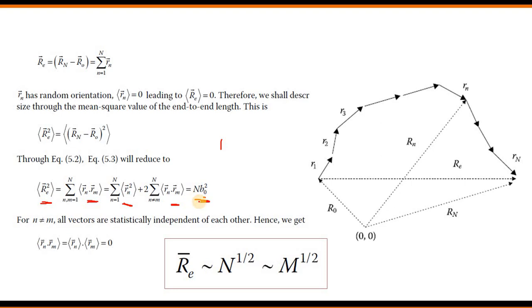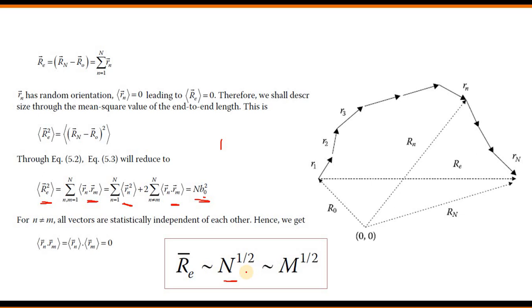That is telling you something really important, that the end-to-end length cannot be whatever you want. It is not that you have a polymer and its end-to-end length can be very small or very large. It has a certain measure, a certain statistical measure. It is proportional to n to the power half. What is n? The number of monomers present there. So the end-to-end length is basically proportional to n to the power half.